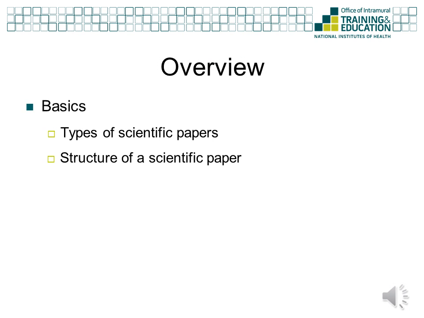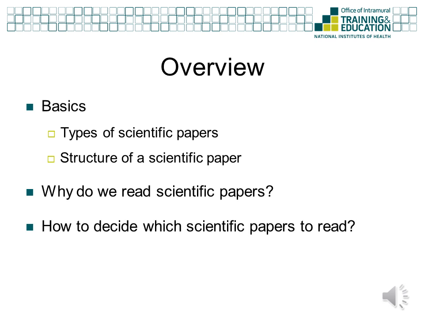In this webinar, we will go over the fundamentals of scientific papers, including the different types of scientific literature available and the structural elements of a scientific article. Also, we will cover the importance of scientific papers, why do we read them, and how do we decide which papers to read. Finally, we will discuss some of the guidelines for reading a scientific paper and critically reviewing it.